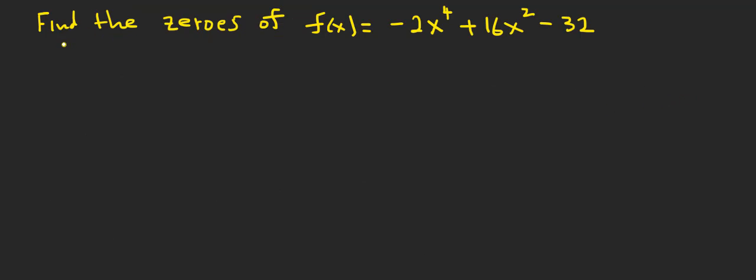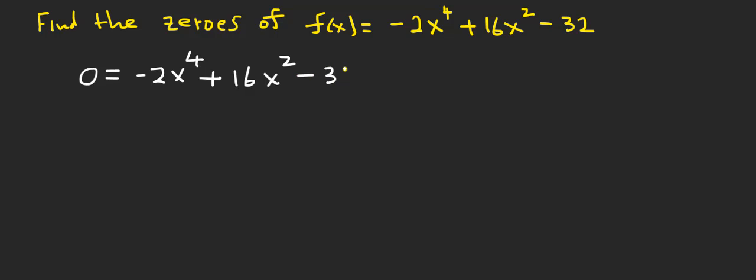Now they're asking us to find the zeros of f of x equals negative 2x to the 4th plus 16x squared minus 32. When they ask you to find the zeros of f of x, that means find the solutions or x-intercepts. So how do we do that? You set f of x equal to 0, and all we have to do is solve for x. It's very similar to what we did earlier. So how do you solve for x over here? You first want to take out negative 2.